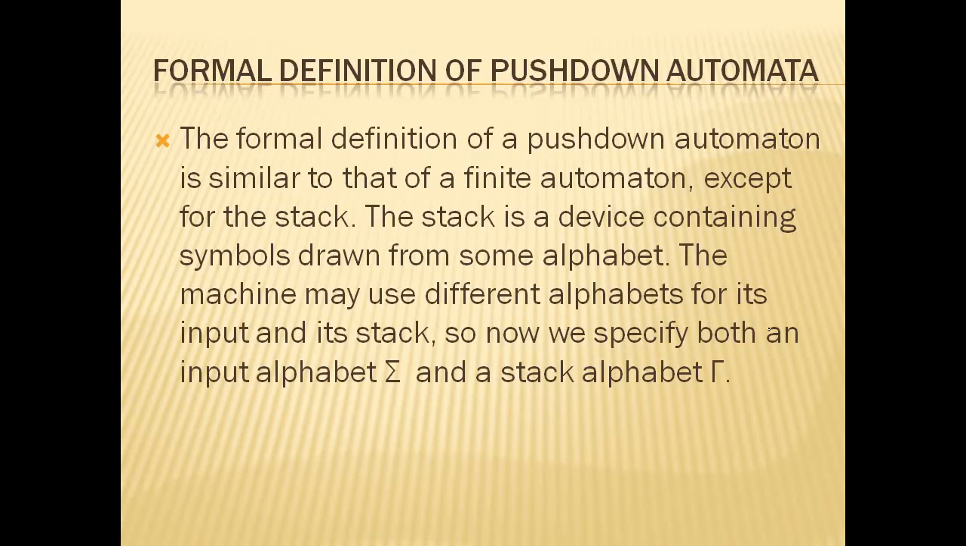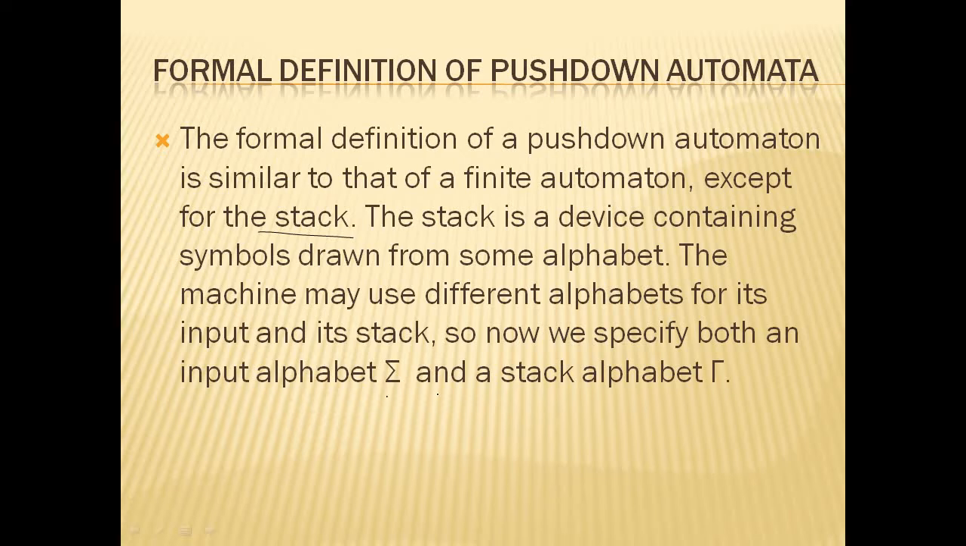Now we go through the definition of a pushdown automaton. The formal definition of a pushdown automaton is similar to that of a finite automaton. In a finite automaton we have symbols like sigma, delta, the starting symbol and the set of final symbols. Same here also, but here additionally we have a stack symbol. The stack is a device containing symbols drawn from some alphabet. Whatever input you provide, from that input it will be stored into the stack. The machine may use different alphabets for its input and its stack. So now we specify both an input alphabet.